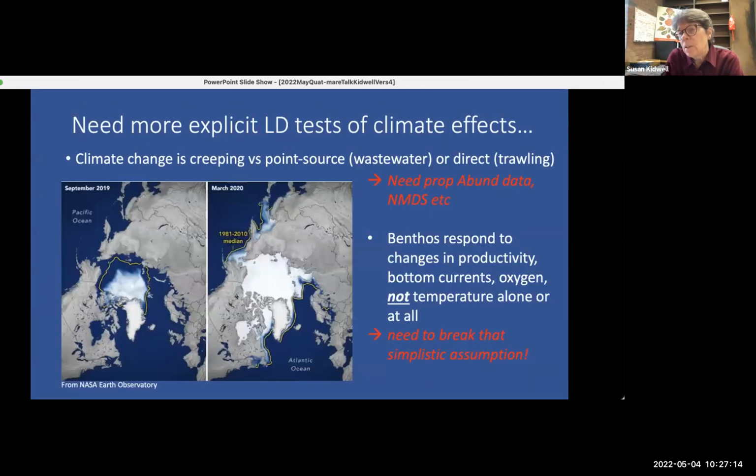Now, we need a lot more, and particularly with this group, we need a lot more explicit tests of climate. Climate is a completely different sort of problem than these point sources that I've typically been working on so far, of wastewater and bottom trawling, where you directly impact the benthos.